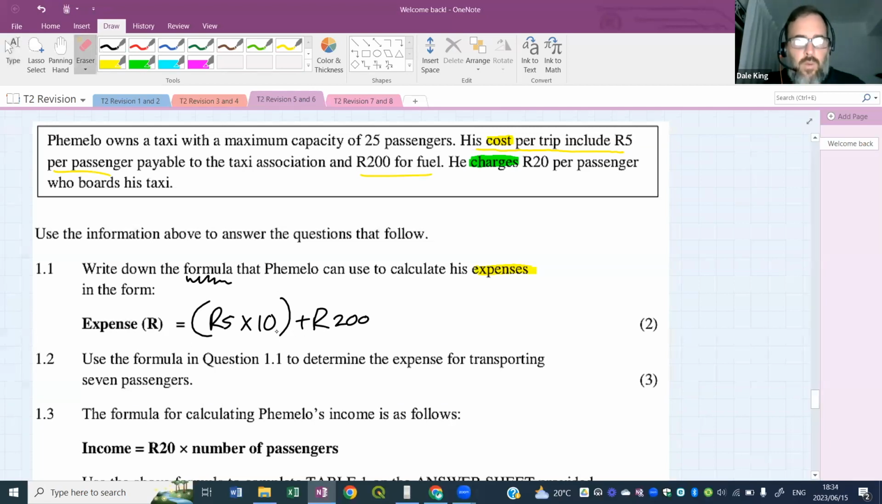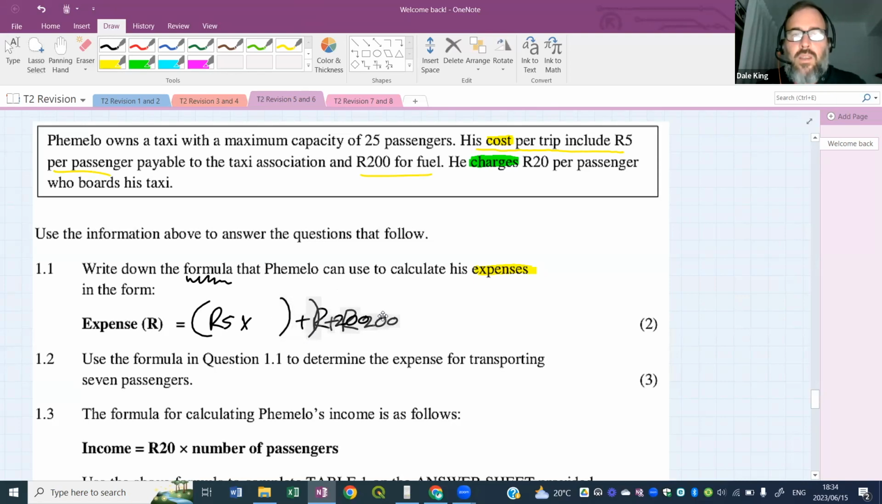But what the people that wrote this exam question are saying is, give us a formula that we can give to Pamelo that he can use every single time that he has a trip. This one here is specific for 10 people. But we're going to give this to Pamelo and say, hey, you can use this formula every time you want to do a calculation. So it's not necessarily going to be 10. It can be anything. In fact, I'm going to take the 10 away, because that's a specific scenario. I want a situation where we say any number of passengers.